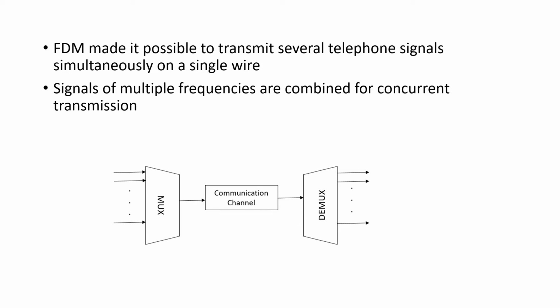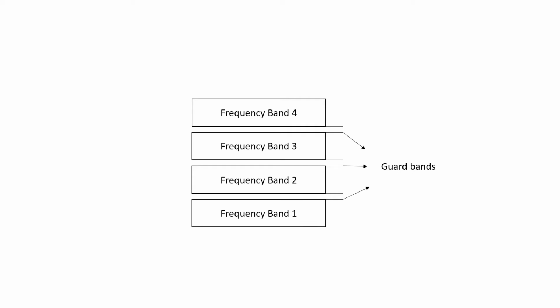Now we see how the total bandwidth of the communication channel is divided. It is divided into frequency band 1, frequency band 2, frequency band 3 and frequency band 4. Each frequency band has some range of frequencies. For example, frequency band 1 is from F0 to F1. Frequency band 2 is from F2 to F3, and it goes on like that. In between the frequency bands is called the guard band. The guard band is used to prevent interference between the frequency bands, and it also prevents overlapping.